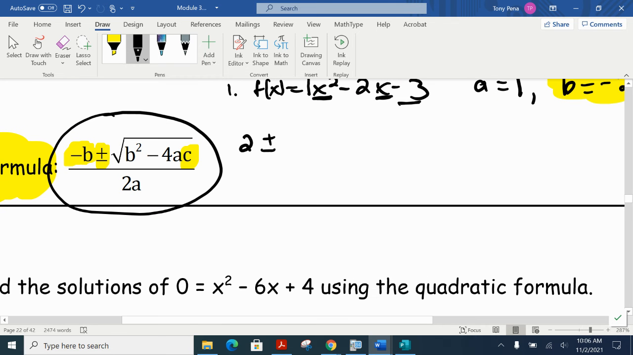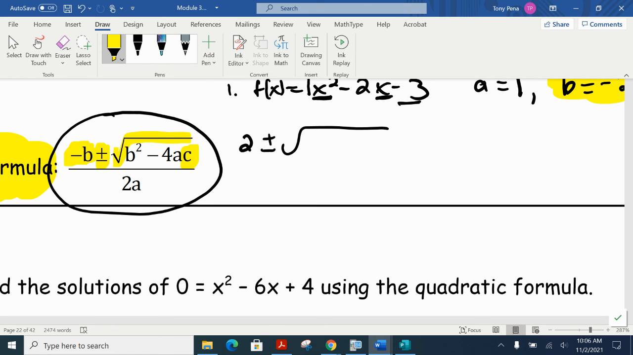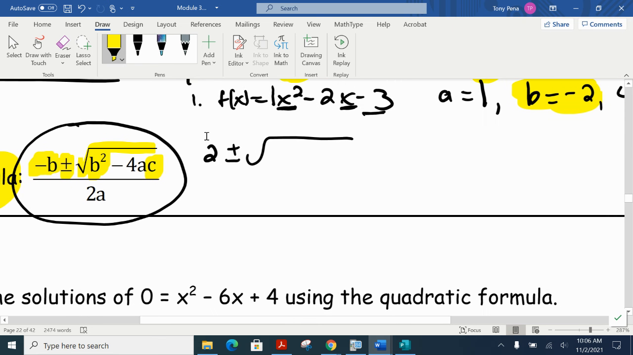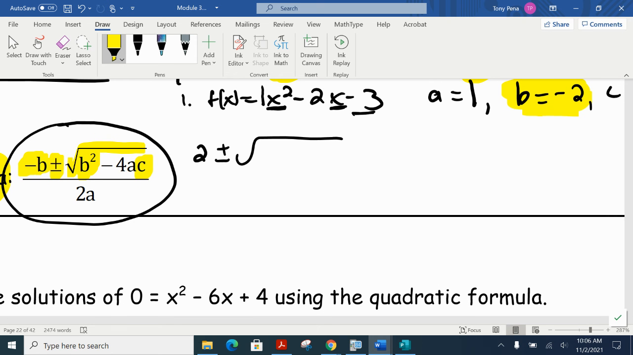All right, then you're going to see this big, long square root. So you're going to draw that in. Underneath that square root, you were then going to square whatever b was. So again, our b is this negative 2 over here. So go ahead and do a negative 2 squared.